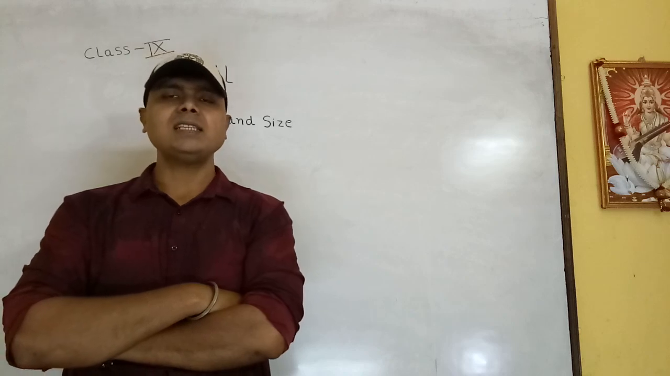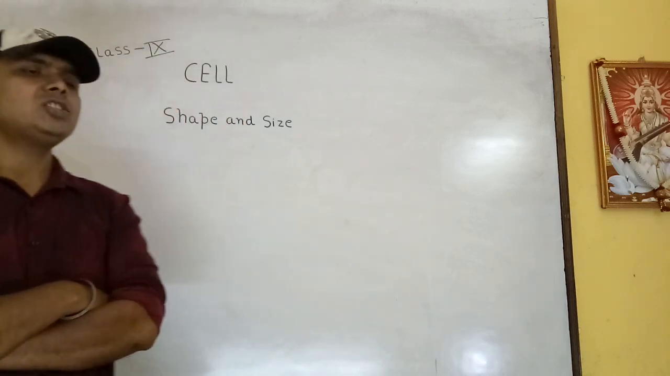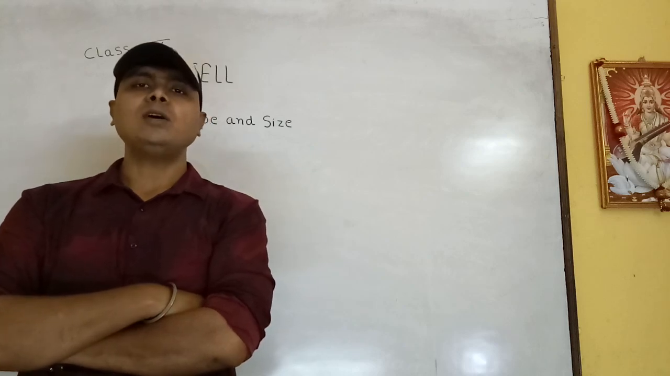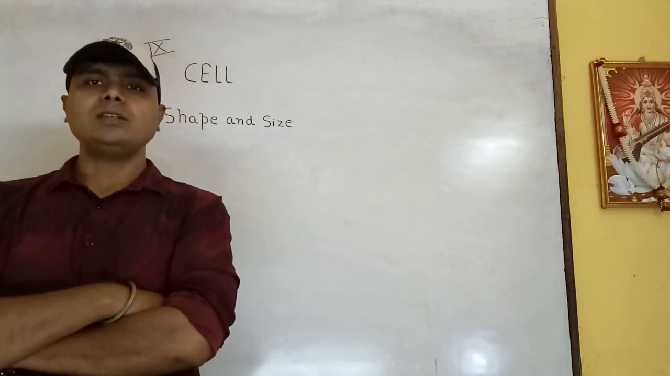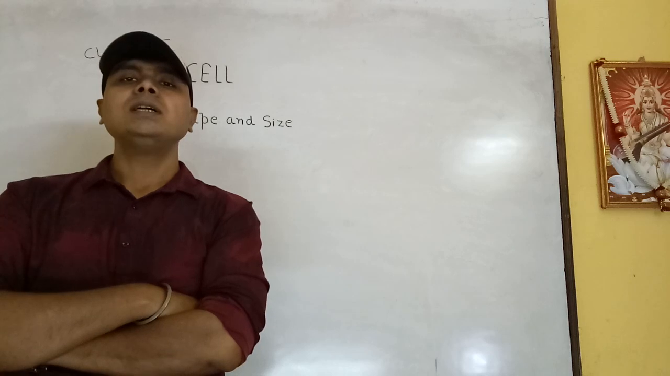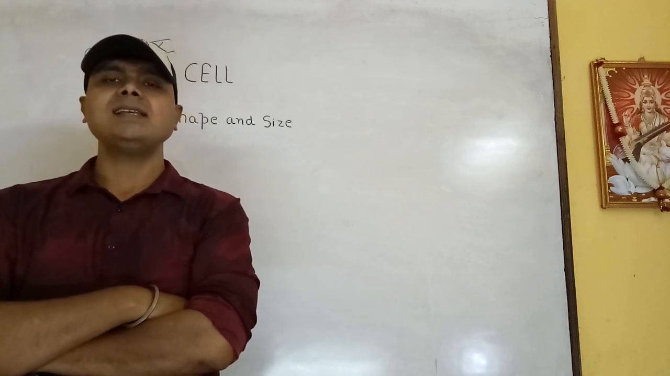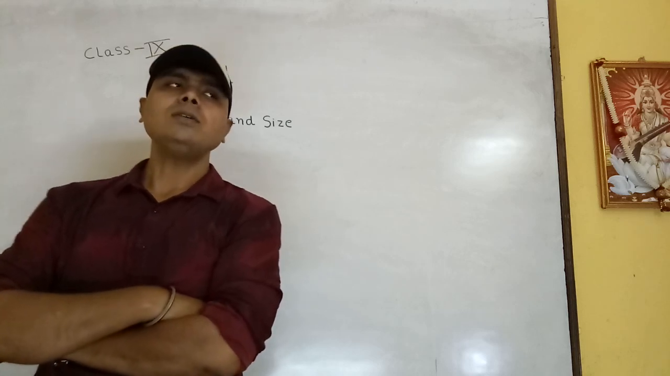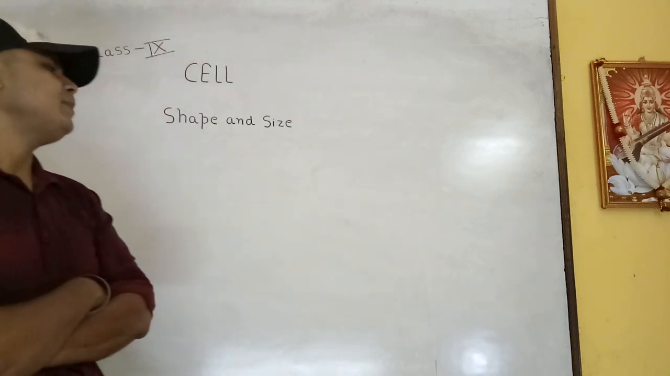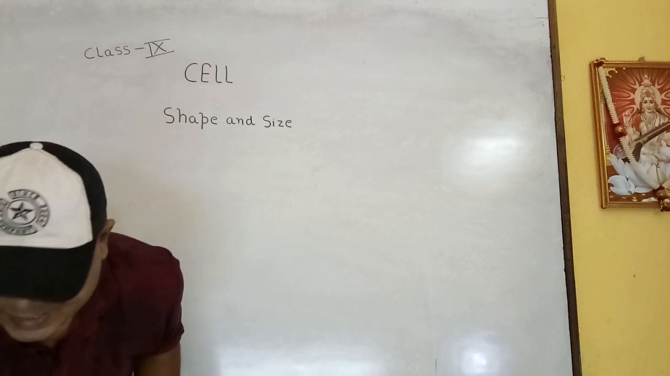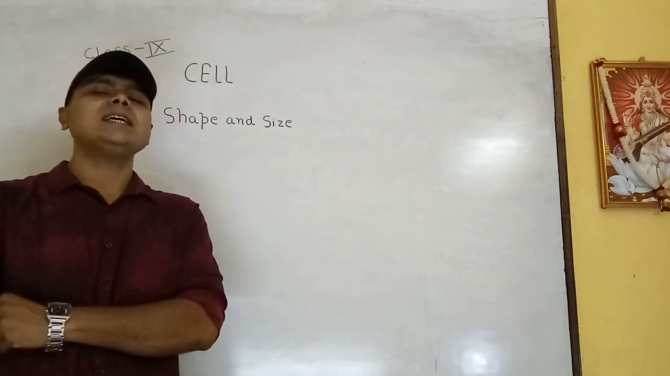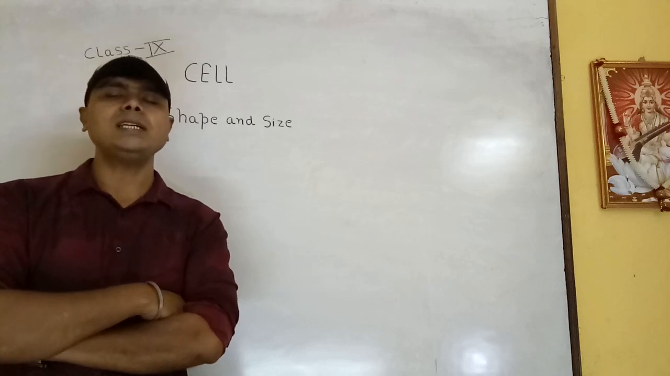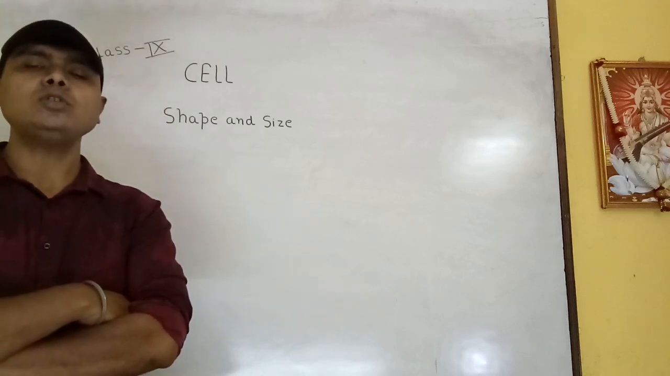In the previous class we dealt with the introduction and definition of the cell. We also discussed the discoveries about different kinds of cells, plant cells and animal cells. Now in this class we will discuss the shape and size of the cell. The shape and size of a cell differ according to the nature of the function they perform, and also based upon the location in the tissues or organs.